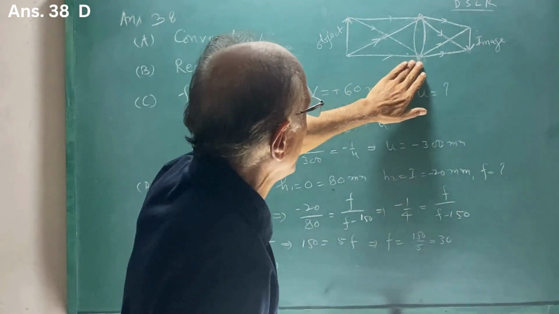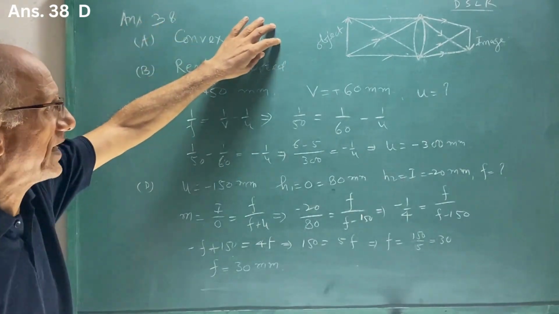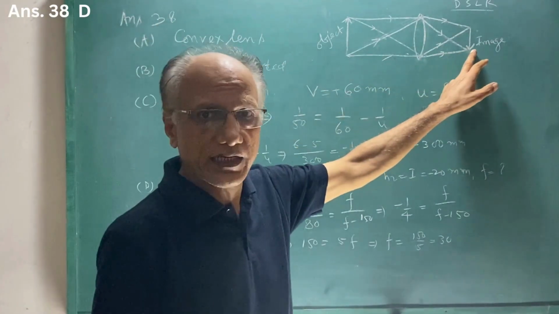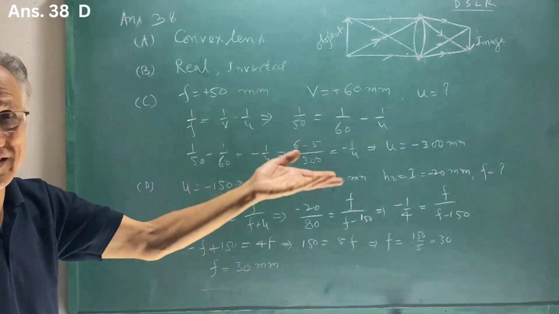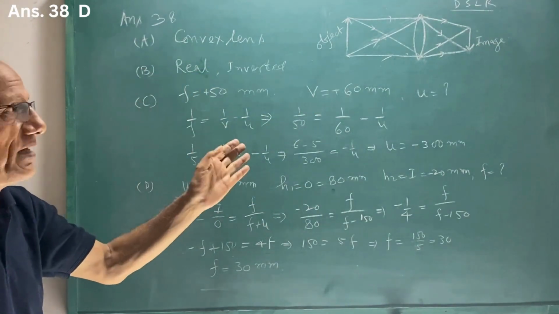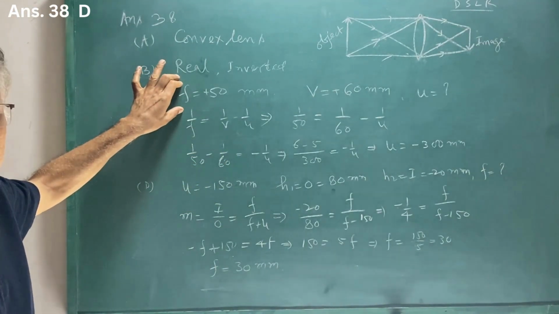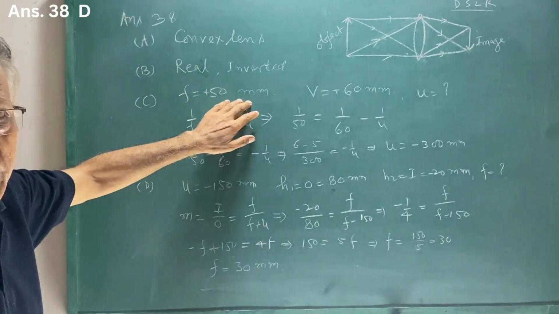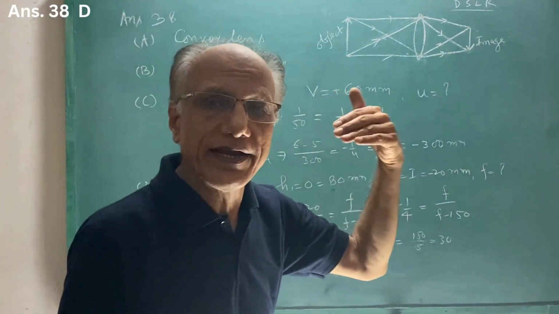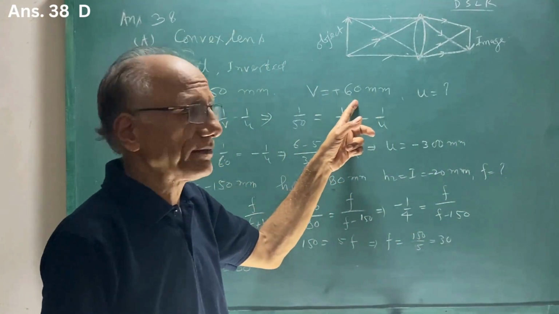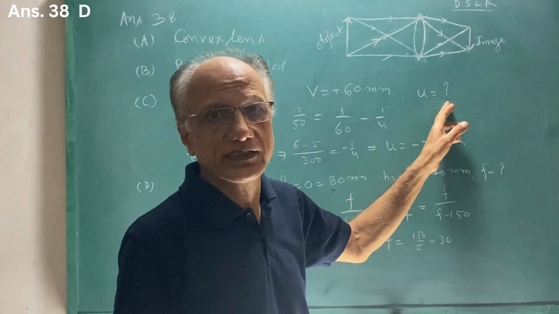Here our camera is using a convex lens. So A part is convex lens. B, the nature of the image here is inverted and real, because it is obtained on the screen, on the sensor. That's why the real image is there and it is inverted. C part, the focal length of the lens is given as 50 mm, since it is a convex lens, so it's plus, and the image is formed behind the lens at 60 mm, so V is plus 60, and we have to calculate the object distance, that is U.